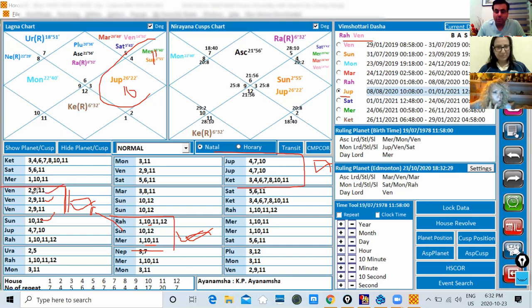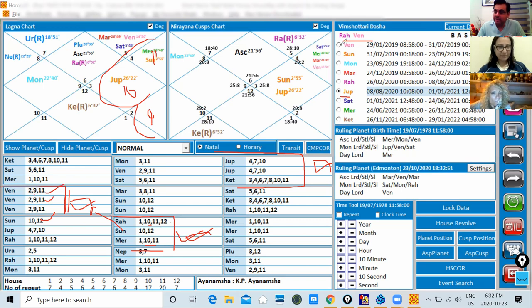Here, don't look at 9 right now. 9 is nothing here in terms of money. 9 will join 12 to give her a foreign travel. If the question changes, will I have a foreign travel? Yes, you will. Now we'll bring 9 into the picture because 9 is a voyage, the long distance travel, and 12 means foreign land, foreign country.